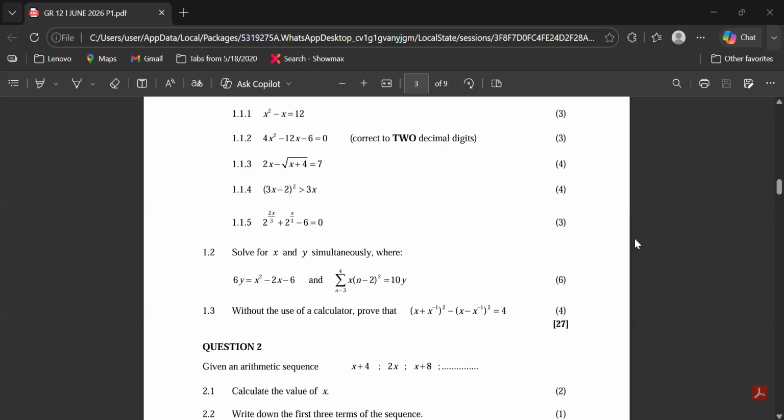Itumele, what is our question for today? So our question for today is 2 to the power of 2x over 3, plus 2 to the power of x over 3, minus 6, which is equivalent to 0. Okay guys, how are we going to approach this question?